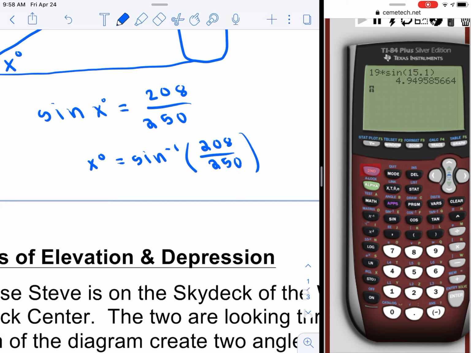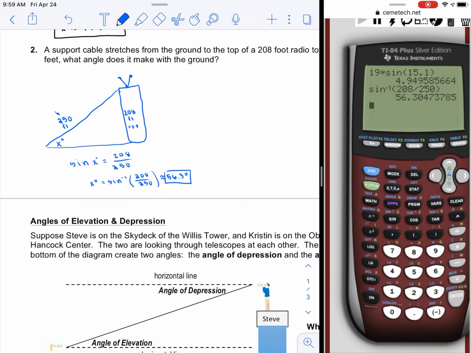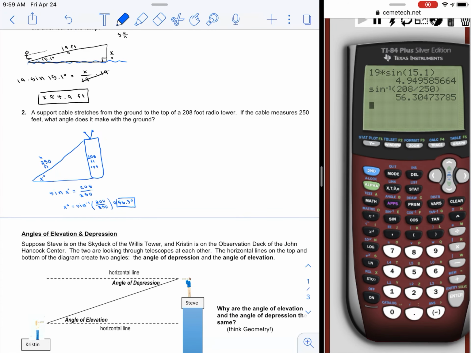So in our calculators, we do sine inverse of 208 divided by 250. And we are getting approximately 56.3 degrees. And again, that makes sense. We have a bigger measurement there for the side across, so it should be a larger angle. So that is the first two types of problems.